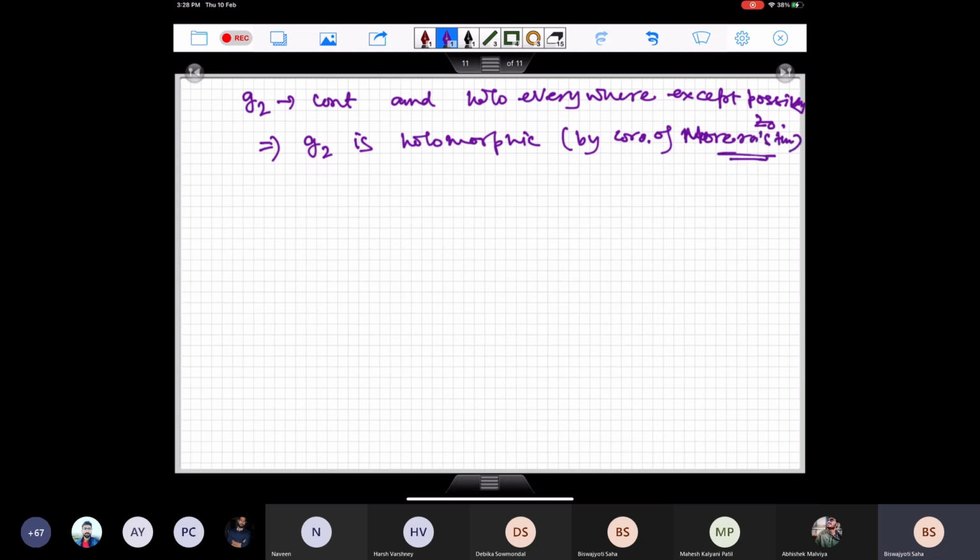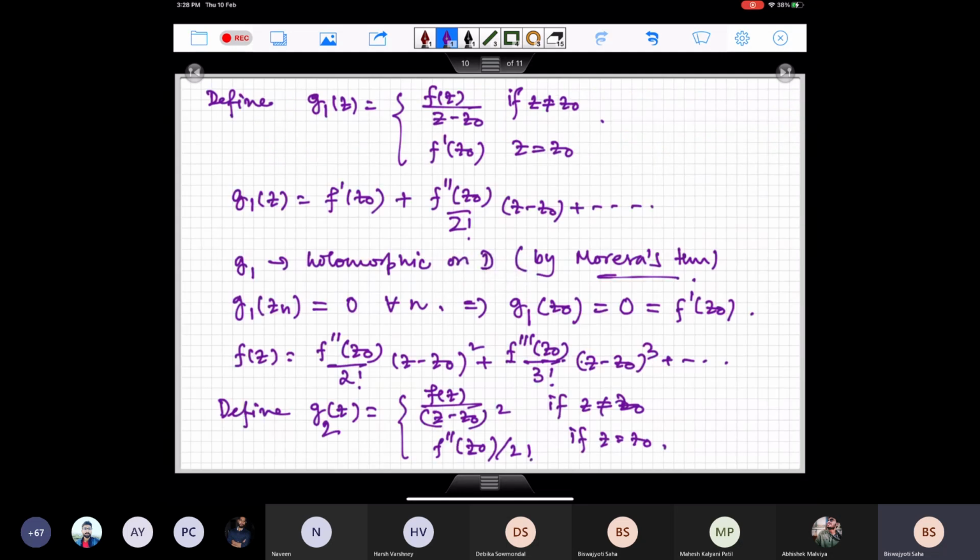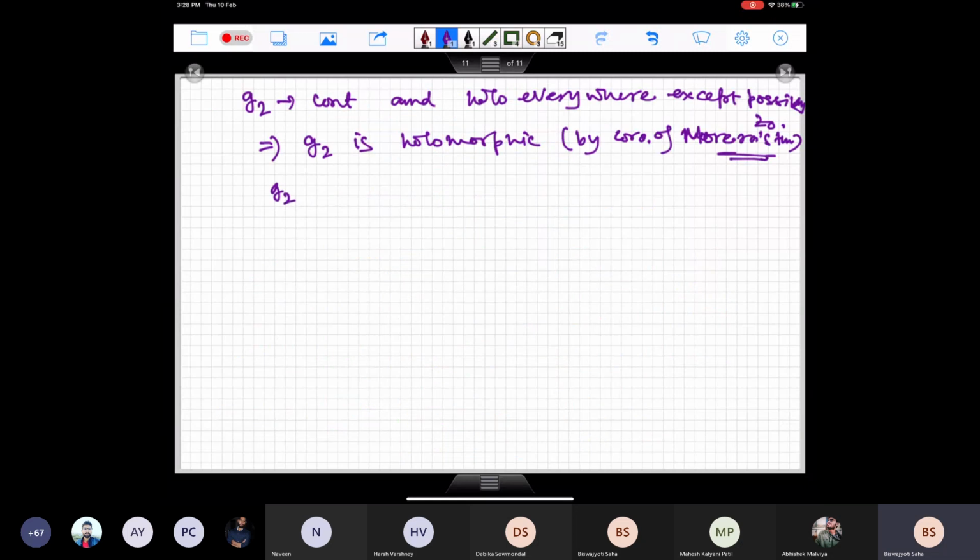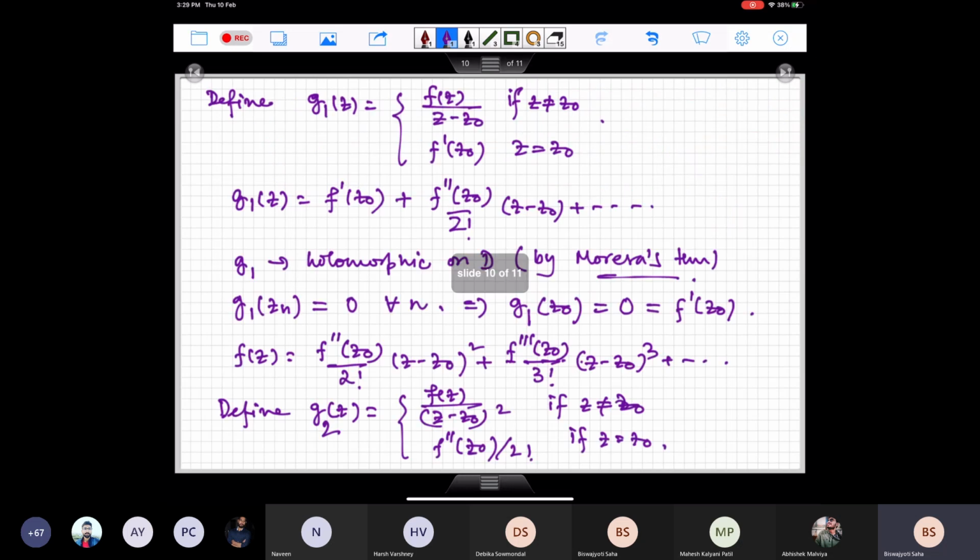Okay, so by now you understand what is going on. This is holomorphic, and again g2 of zn is equal to 0 for all n, and this implies g2 of z naught is equal to 0, which is nothing but f double dash z naught divided by 2 factorial. So therefore the second derivative at z naught is also 0, so this also goes away. So effectively what do you see?